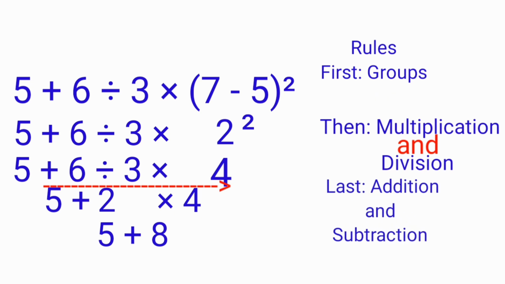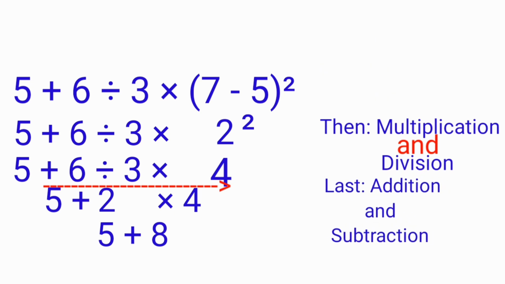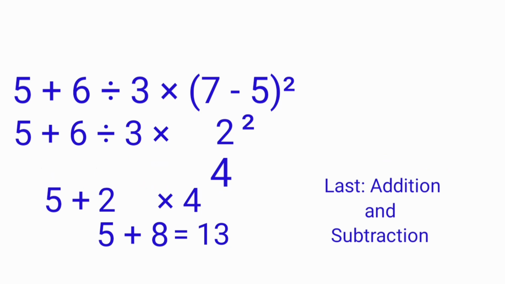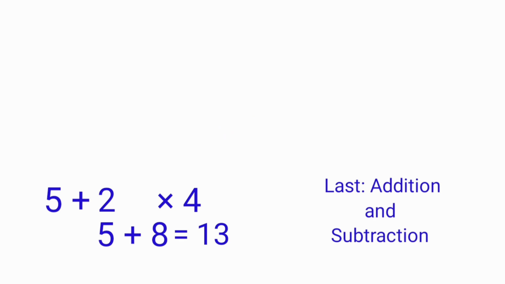Then we do finally the addition and subtraction. So 5 plus 8 gives us 13. And that is how we carry out the steps in the order of arithmetic operations. Now it's very important to know these and to practice these so that it is like second nature. It will keep on repeating itself as you do mathematics for the remainder of your mathematics years.